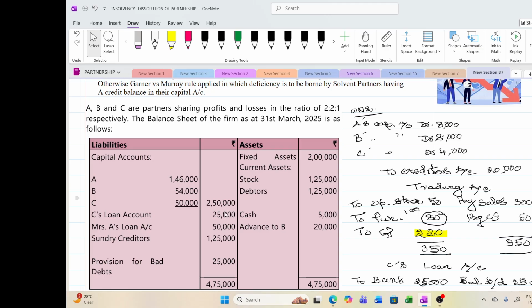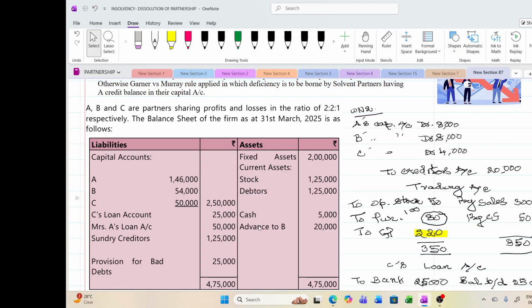And C's loan account, you have to open a separate account, but here in their solution, they didn't open a separate account. It is always better to open a loan account because C is having a credit balance. He is a solvent partner. He has nothing to pay.